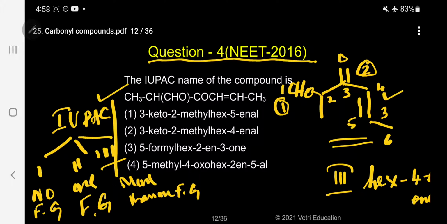I am not seeing the options. I am seeing only the structure. This is the trick you have to follow. I am writing now, kindly follow. It is automatically 2, that is, 3-keto, 3 hyphen keto, then this is the methyl group. Kindly follow, this is the methyl group. So it is 2-methyl.